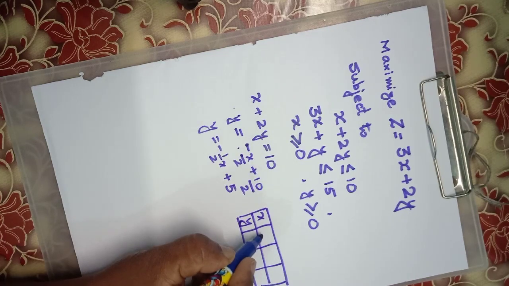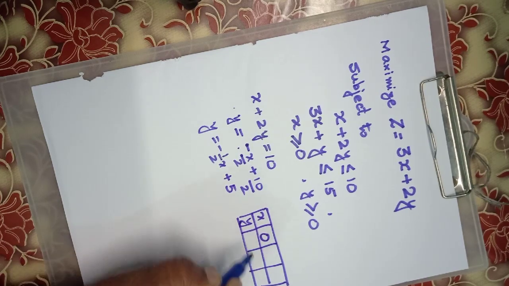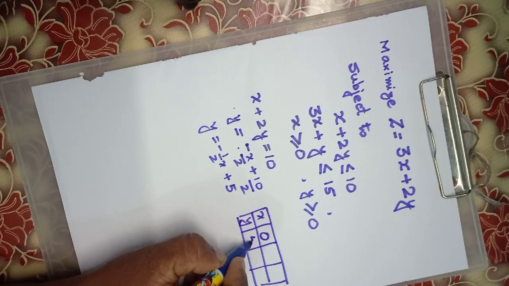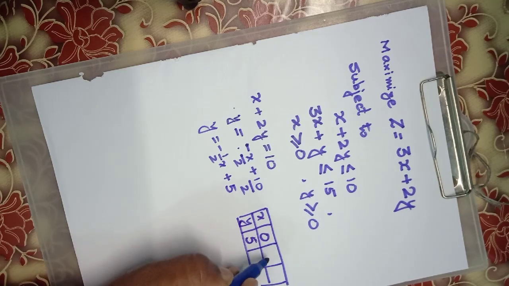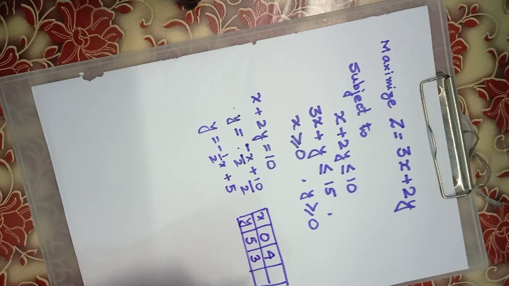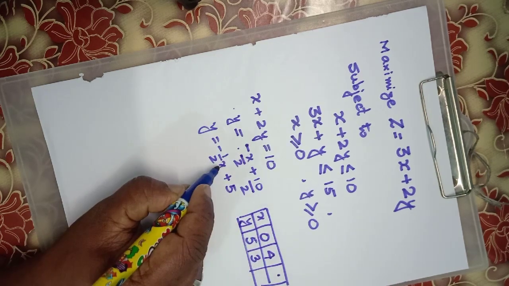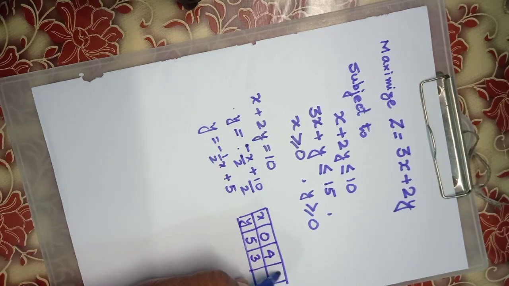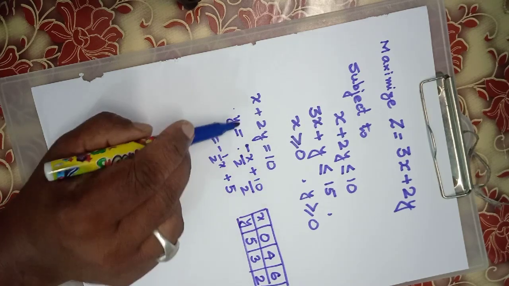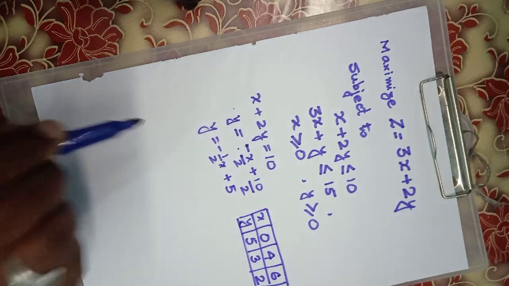Now taking x and y values in order to plot the graph of this line: when x is 0, y is 5. When x is 4, y is 3. When x is 6, 6 by 2 is 3, so y will be 2. So we get a set of points for which we can draw the line on a graph paper.